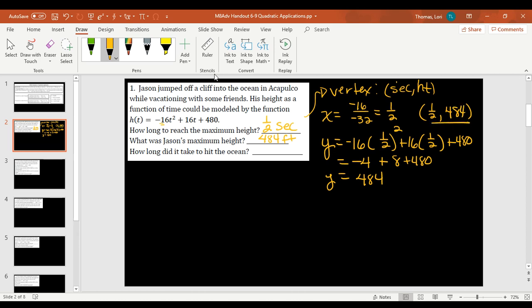This says, how long did it take Jason to hit the ocean, to hit a height of 0? This is where we're going to use our roots. We know one root will be negative because he is not starting on the ground. He is starting on the cliff of 480 feet in the air. So we might be able to factor this and it might be factorable. I'm going to try that. If not, the quadratic formula works every time.